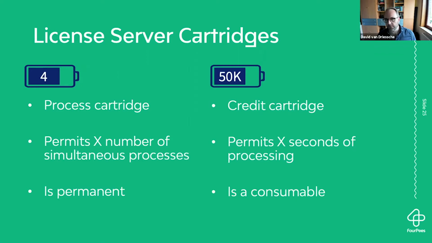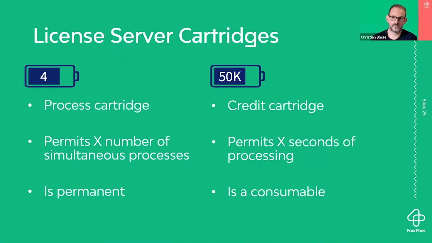So each time you run pdfToolbox and you give it a file and a task to do, pdfToolbox will talk to the license server, and the license server will say, sure, I have a credit cartridge you can use. And then pdfToolbox will do its processing. At the end, pdfToolbox will tell the license server how long it took to process that file. And that amount of seconds, 1 credit equals 1 second, is subtracted from the remaining number of credits in the credit cartridge.